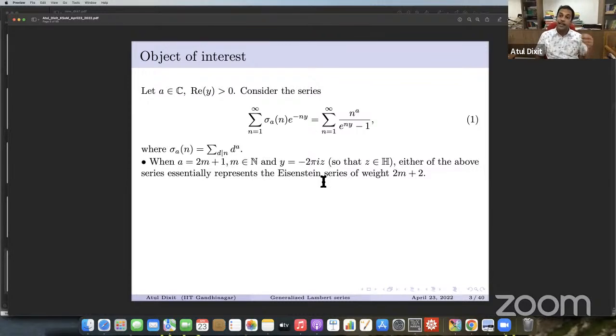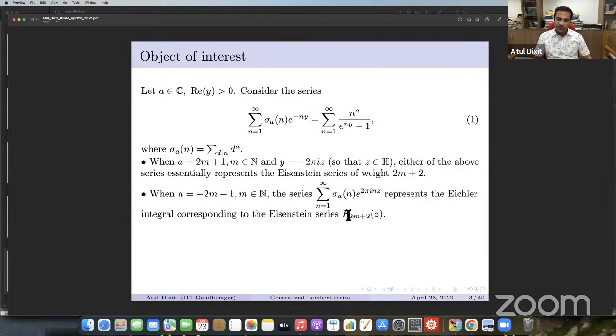Now, what if you take A equal to minus 2m minus 1? Then this particular series is the Eichler integral corresponding to the same Eisenstein series, E_{2m+2} of Z. What is an Eichler integral? So you take a modular form and you take its (K minus 1)-th primitive. And then that is what you get, the Eichler integral of weight K or minus K.